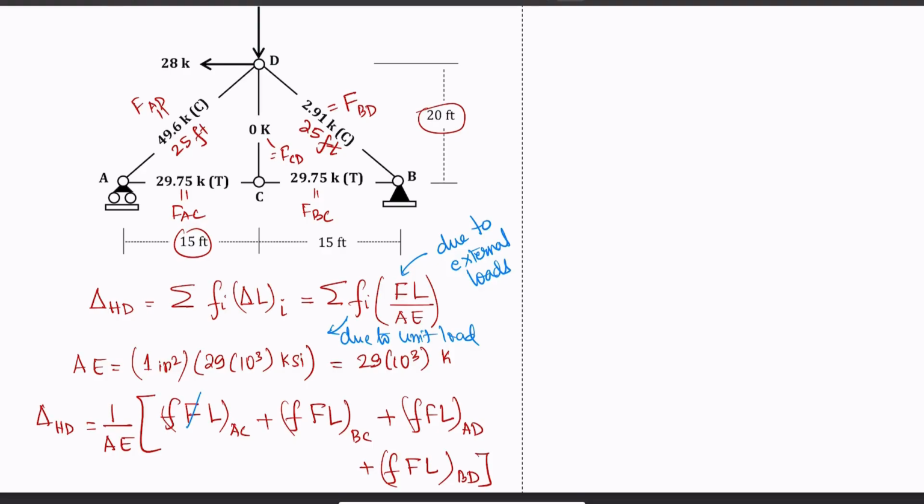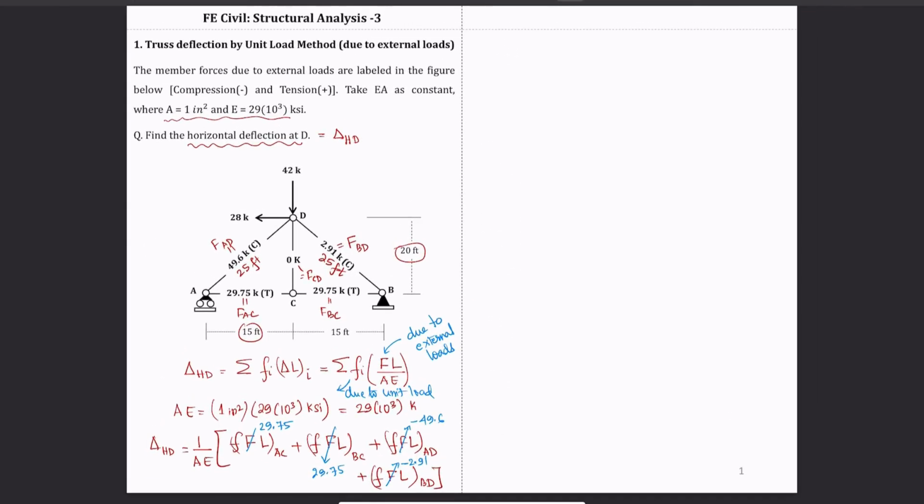If AC is tension, it'll be 29.75, and BC is also tension, so it'll be 29.75. AD is compression, so that will be minus 49.6, and BD is also in compression, so it'll be minus 2.91 kips. Okay, so those are all the values that we have so far in your question, and now we are going to find the unit load.